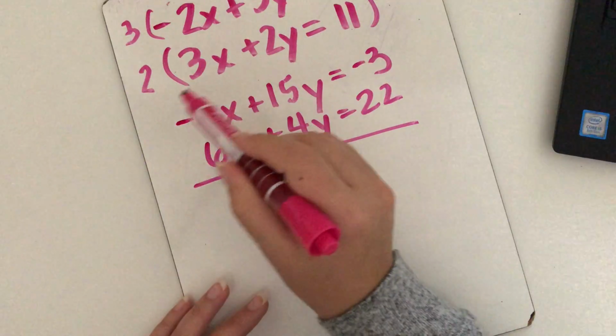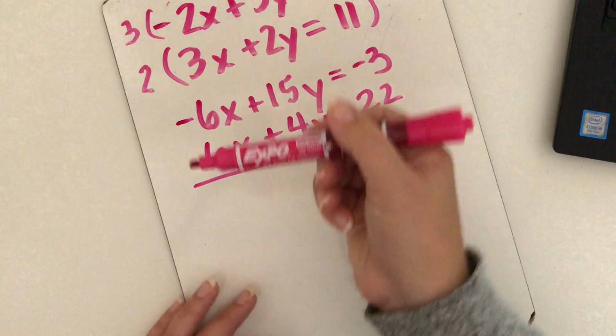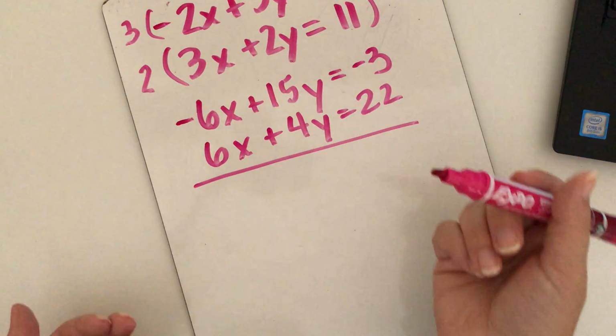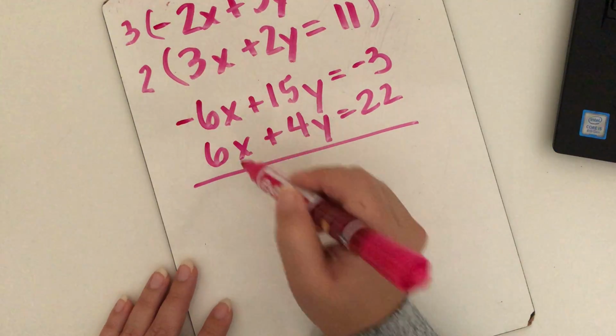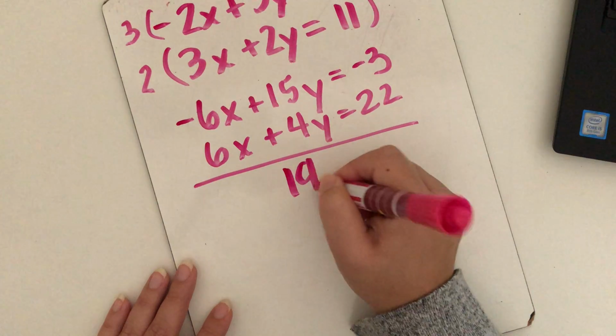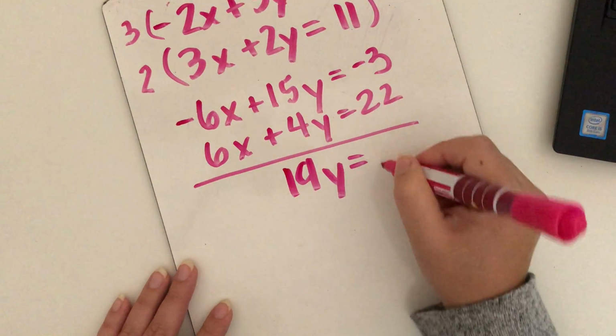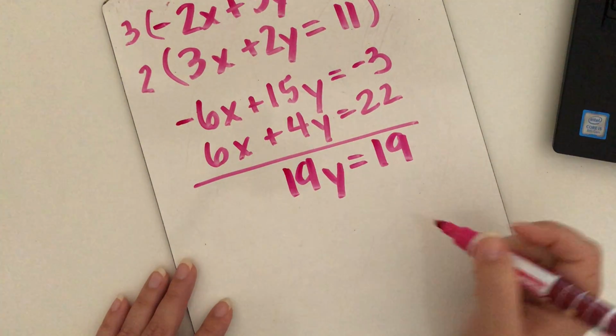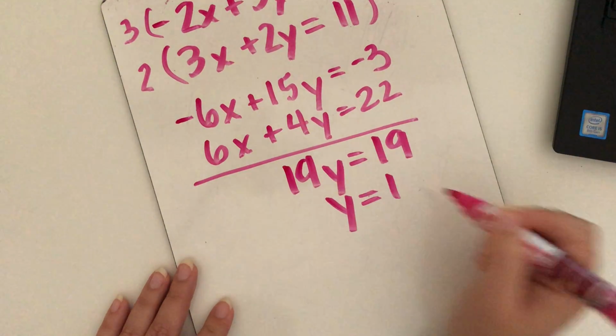Now, I have the exact same number, one's positive, one's negative. I can go ahead and add and eliminate them. So those will be gone. 15 plus 4 is going to give me 19. And negative 3 plus 22 is going to give me 19. That means that y is equal to 1.